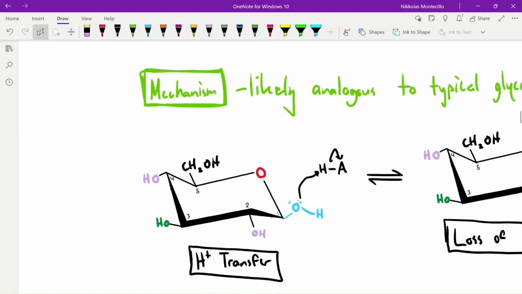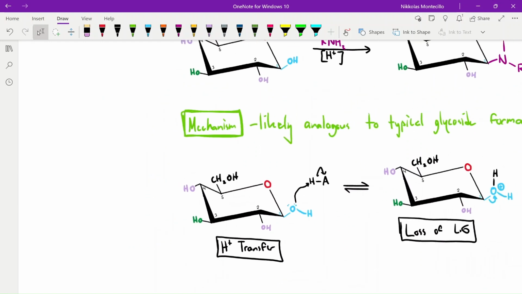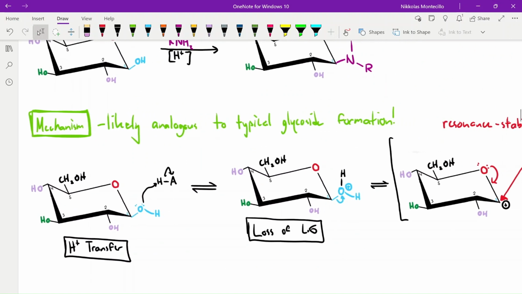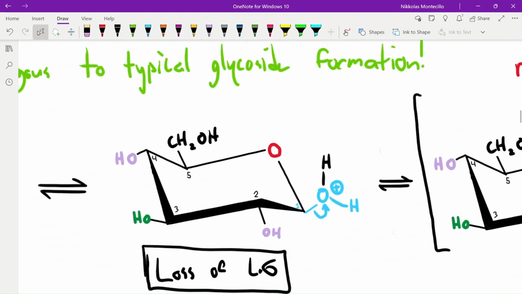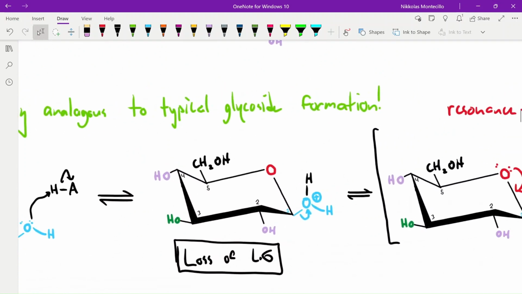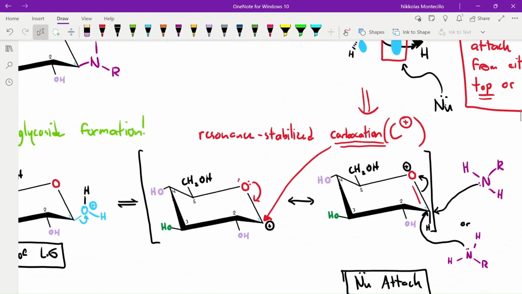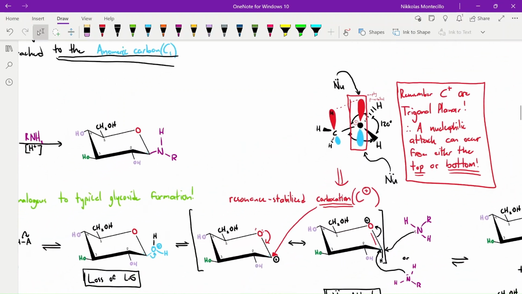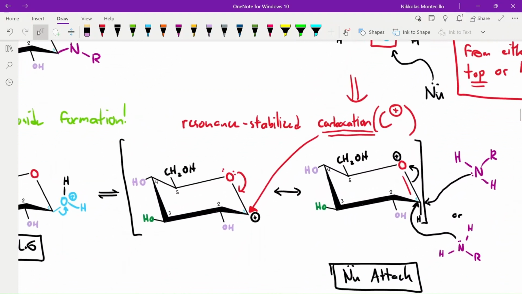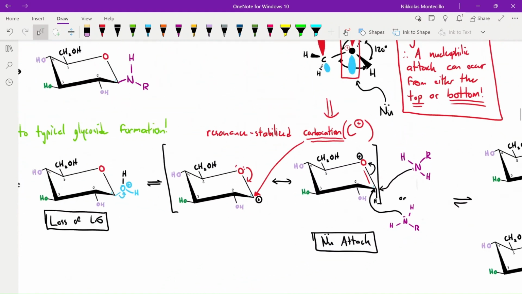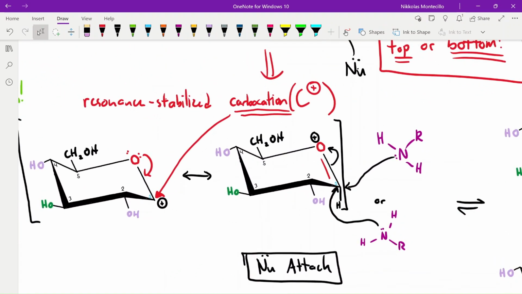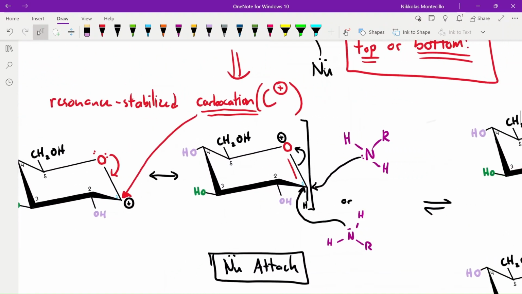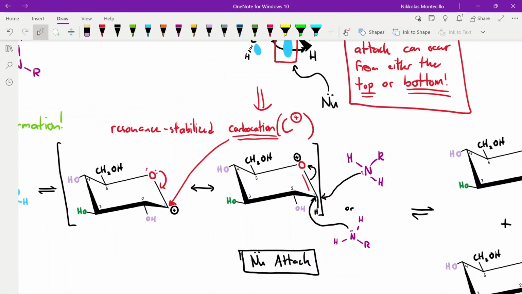N-glycoside formation. We can see that there's a protonation of the hydroxyl group, and the newly formed hydronium ion becomes a good leaving group, right? And then we see that the resonance stabilized carbocation forms, and for this nucleophilic attack, we see that there's a nucleophilic attack of an amine instead of an alcohol.